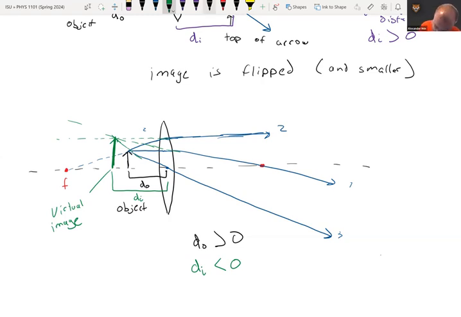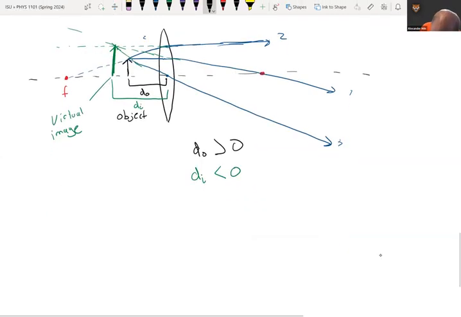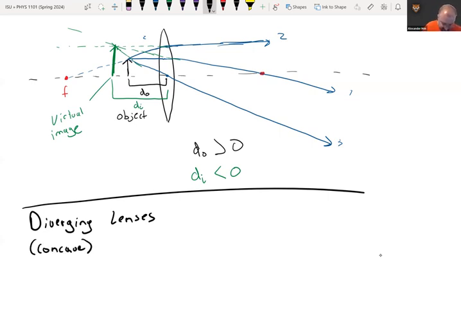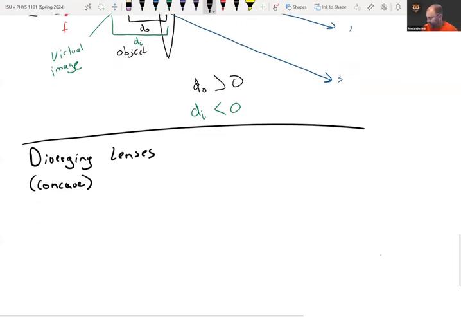Now, I do want to also talk about diverging lenses, or concave lenses. Diverging tends to be a more descriptive term because it's what the light does, whereas concave is more a description of the shape of the lens. I'll do an axis first. I am terrible at drawing these correctly.